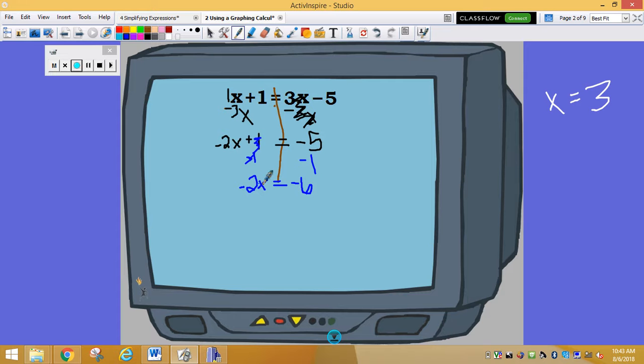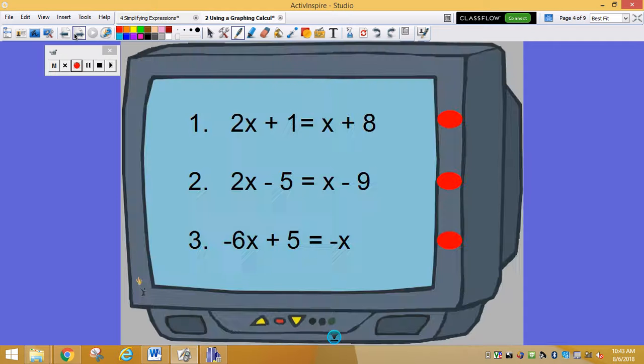And then these are multiplying. And the opposite of multiplying is dividing. So I'm going to divide by negative 2. Those cancel. Negative 6 divided by negative 2 is 3. So looky there, guys. We got the same thing. X equals 3.